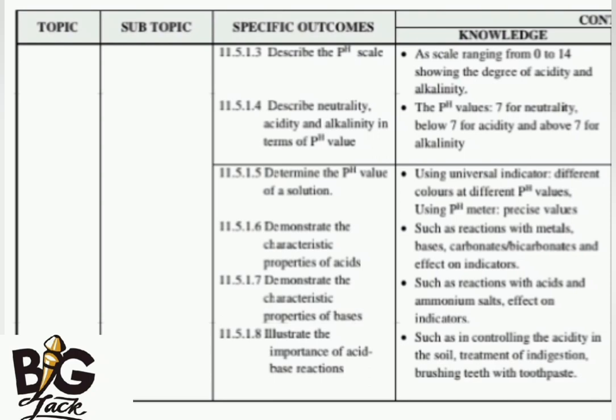Apart from that, they are going to give you compounds, for example sodium hydroxide. Sodium hydroxide is a base, which means it is alkaline. If they give you hydrochloric acid, it falls under the pH range from 0 up to 7. Apart from that, they are going to ask you to describe neutrality, acidity, and alkalinity in terms of pH value.